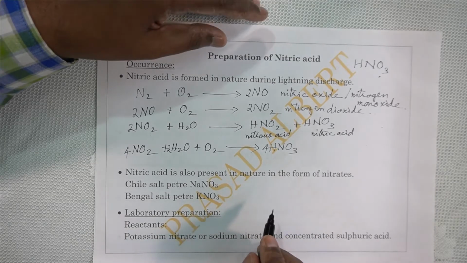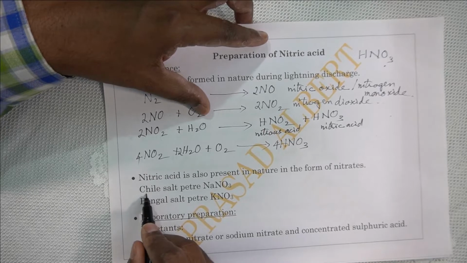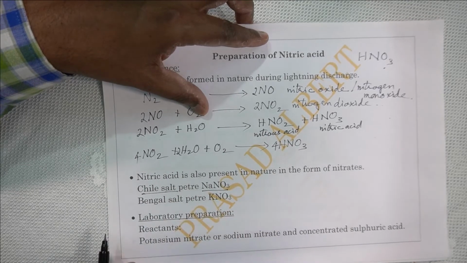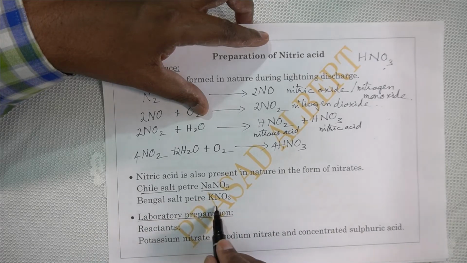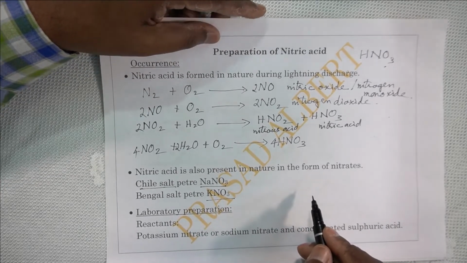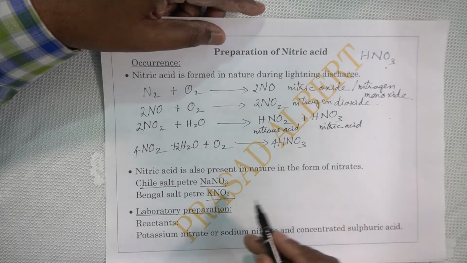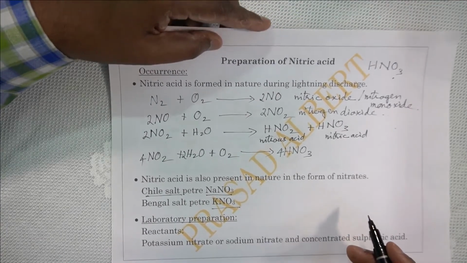The very common nitrates obtained in large quantities are, one, the Chile saltpeter. Chile is a country where you get this Chile saltpeter, sodium nitrate. The other one is Bengal saltpeter, which is potassium nitrate. So these are the two common nitrates which are available in large quantities and also cheap. So these nitrates can be used for preparation of nitric acid in the laboratory.